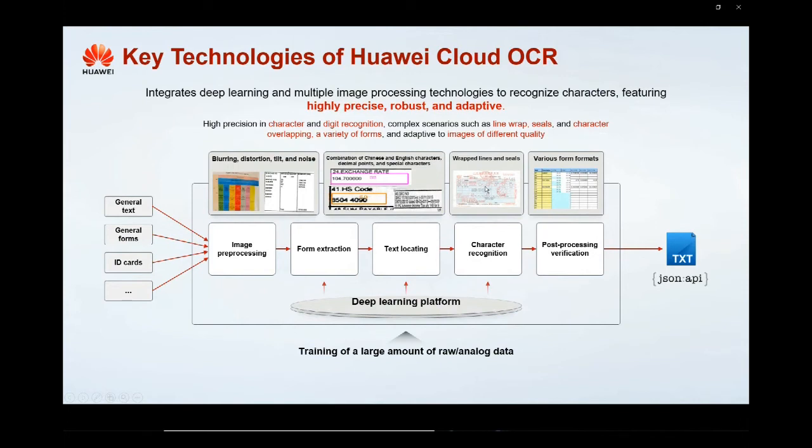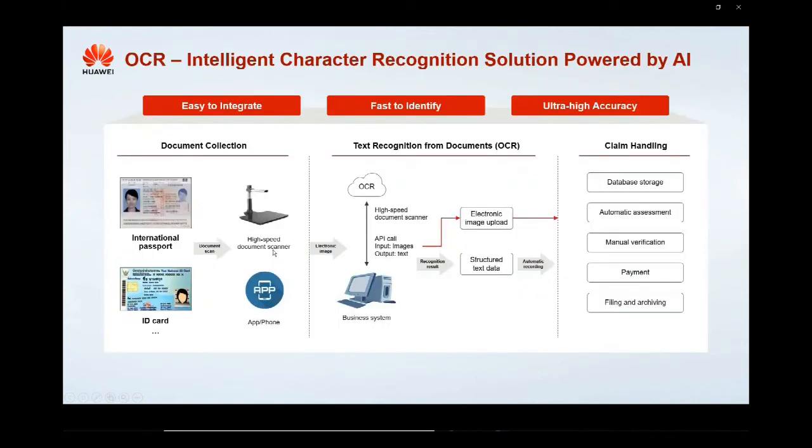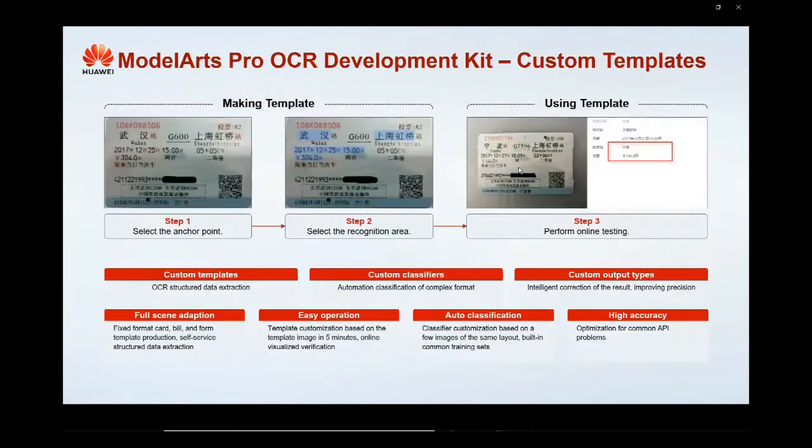So maybe here is an example. You can use, for example, a scanner to scan your passport or ID card, or you can use an iPhone or other device to get a picture, and then you can use OCR to make the recognition, and then you can store it in our database, or you can handle something else. Here is a workflow, and this is the ticket of the high-speed train.